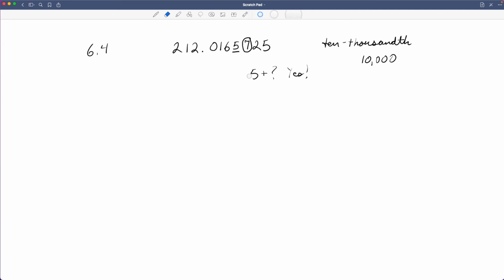So in order to round it up, all we have to do is bump this up 1. So we would say 2, 1, 2, decimal place, 0, 1, 6, and we're going to take all of this and round this number up 1, and that is our answer, right? And we already know it's 10 thousandths because we counted it out to start with. So it's 212 and 166 10,000ths. And that would be our answer for 6.4.